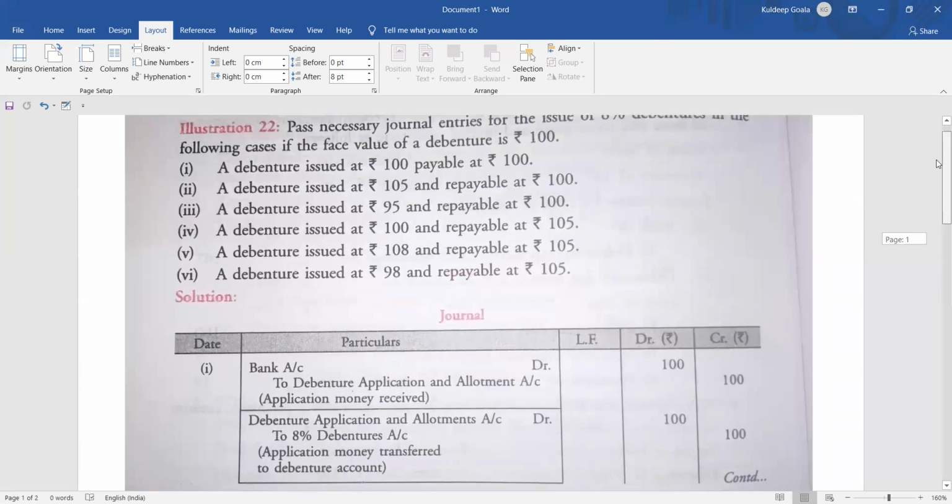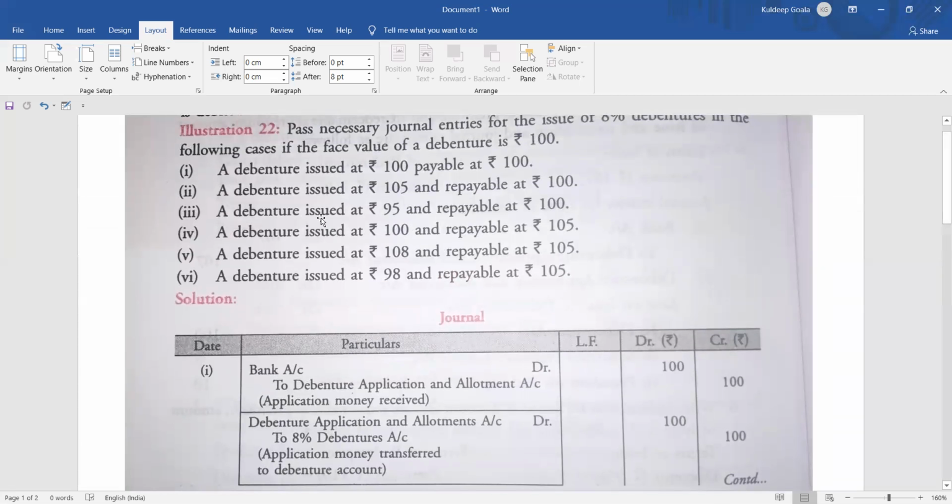Now let's see the next one. A debenture issued at rupees 95 and repayable at rupees 100. Clear? So here issued at discount and repayable at par, sorry, not premium, par. Issuing at discount means there is a loss of 5 rupees, and repaying at par means there is no profit and no loss while repaying.